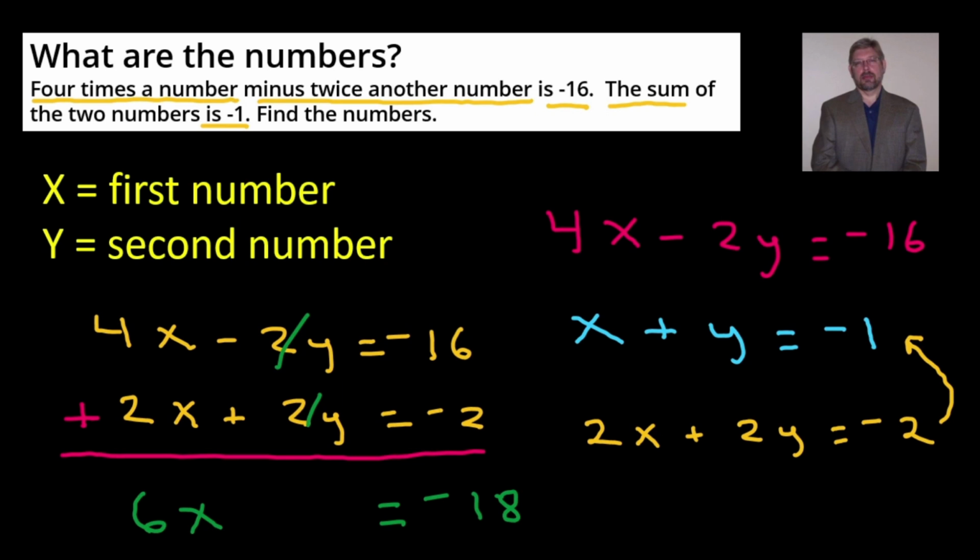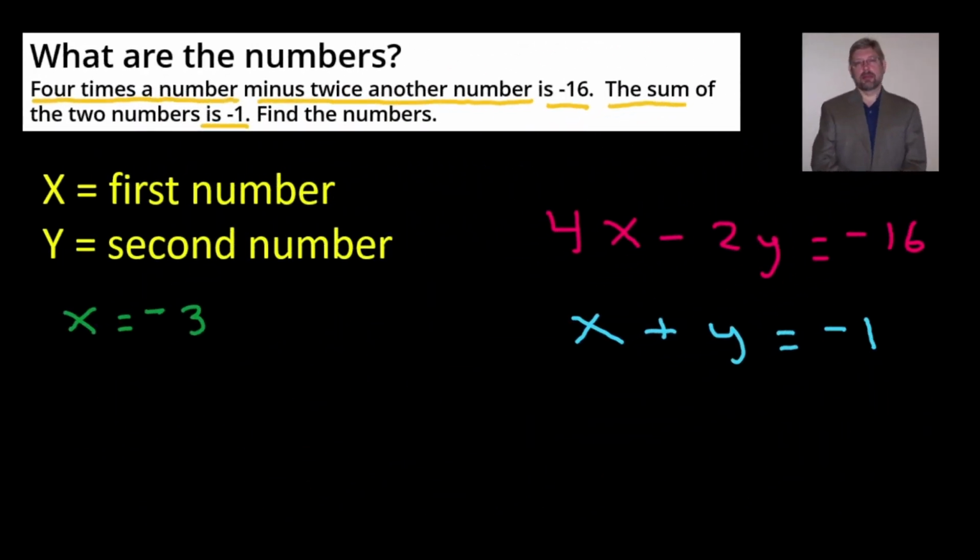Now I could solve for x just by dividing both sides by 6. And what I'm left with is x is equal to negative 3. So we're almost done. So I found that I have x is equal to negative 3. So all I need to do now is substitute in negative 3 for x, either in the first equation or the second equation. And I'm going to do the second equation because that's a simple equation.